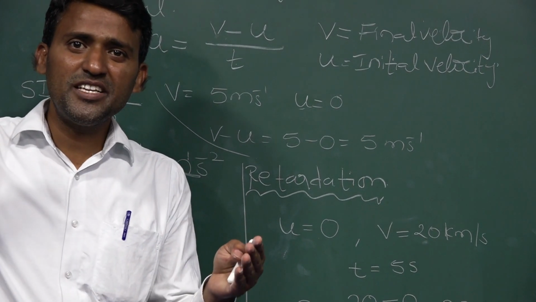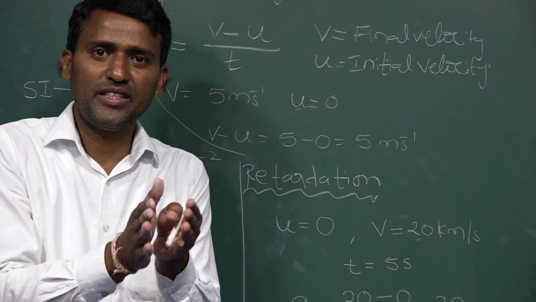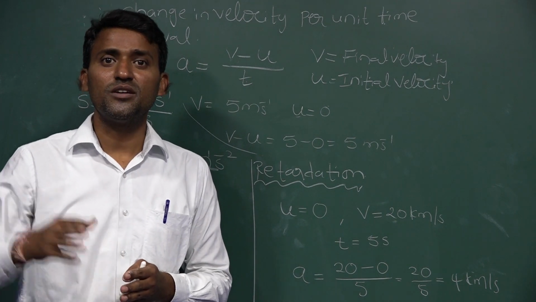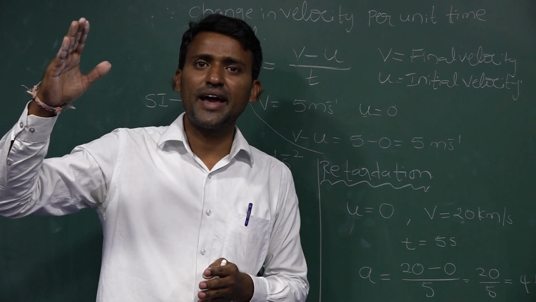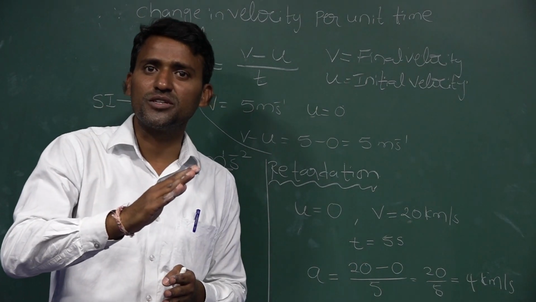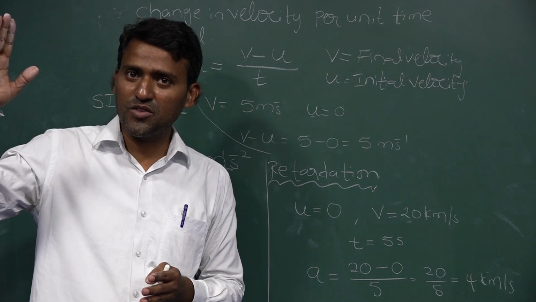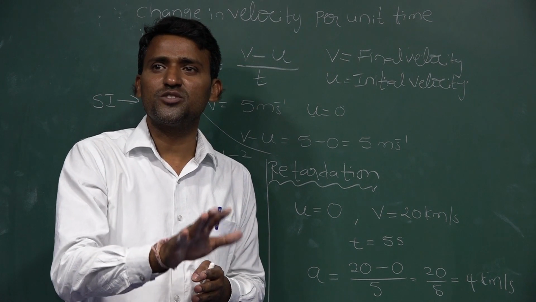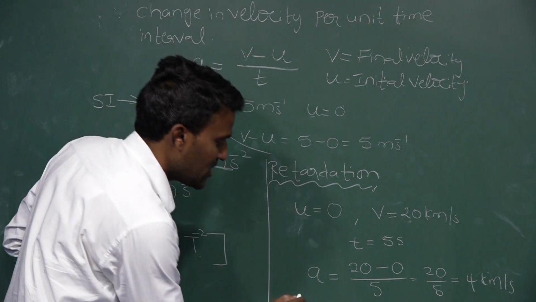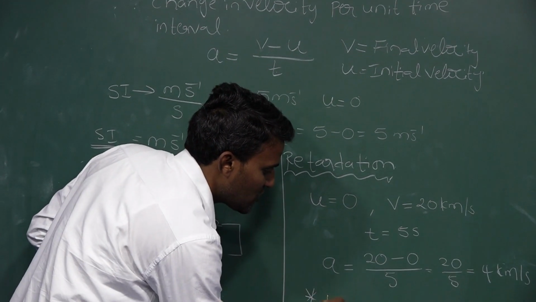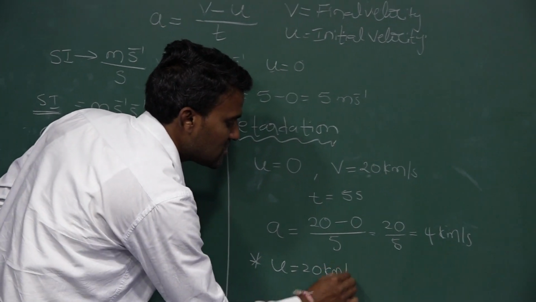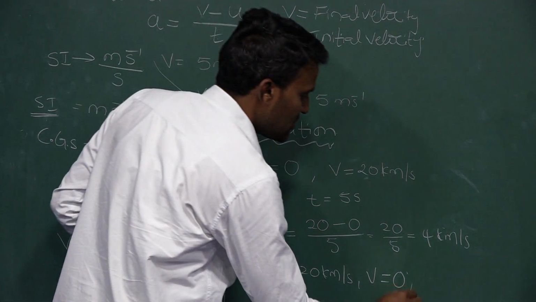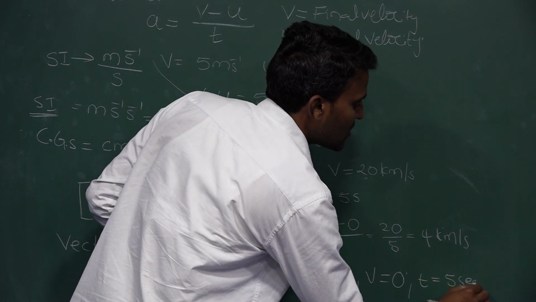Now while they are coming back home, the vehicle speed gradually decreases. When they reach home, they come to the rest position, from the maximum velocity. The maximum velocity is the initial velocity. When it reaches home, they apply the brakes, so they come to rest. So the final velocity is 0. I am writing here the initial velocity is 20 kilometer per second, and the final velocity is 0, in a time interval t equal to 5 seconds.